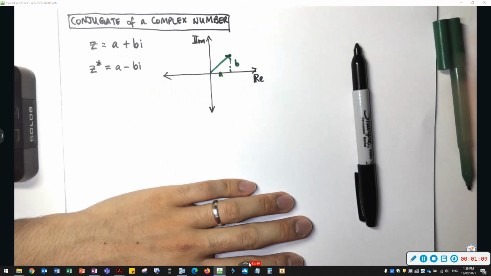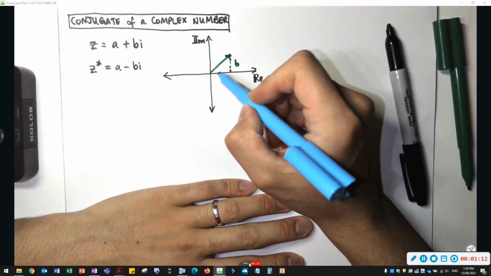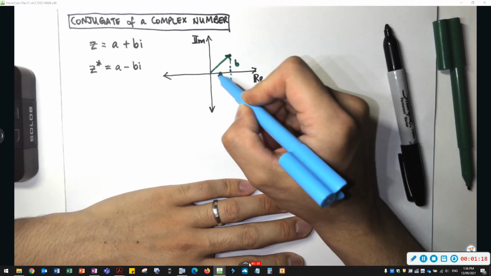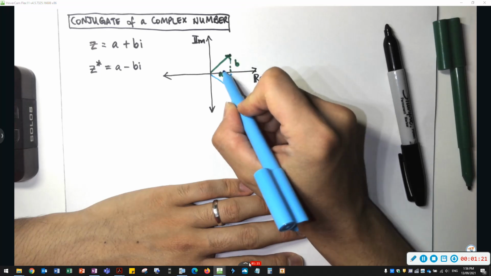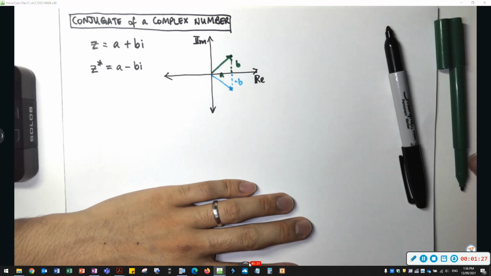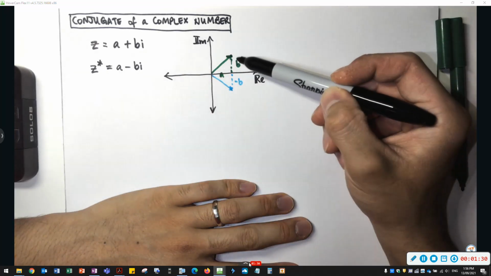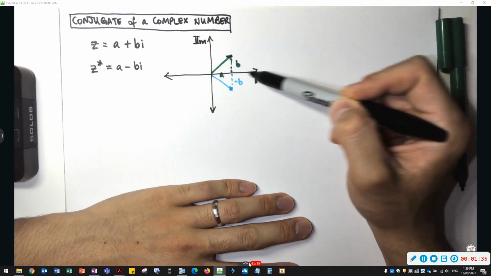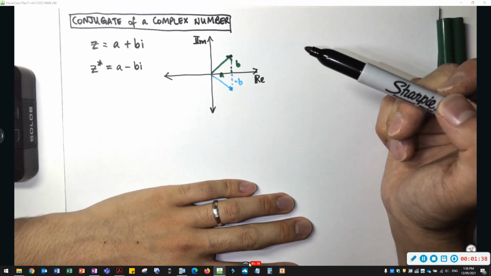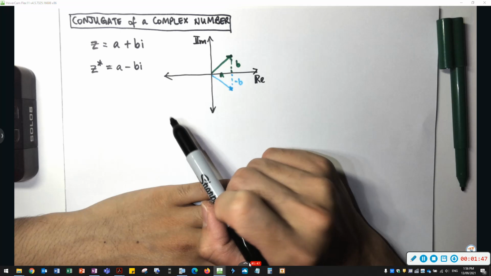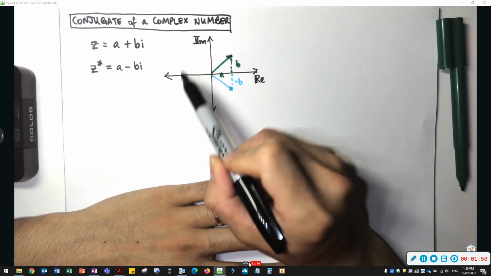A minus bi, alright, I hope you know that it's just a pure reflection. Okay, so same distance down here. Alright, so that's still a, and this is the negative b part. Alright, that's easy. The conjugate of a complex number is simply the reflection of this over the x-axis. Okay, so it's just down there. Alright, so that means if your complex number was in the second quadrant, then the conjugate will be down here. If the complex number was down here, then the conjugate will be up there.